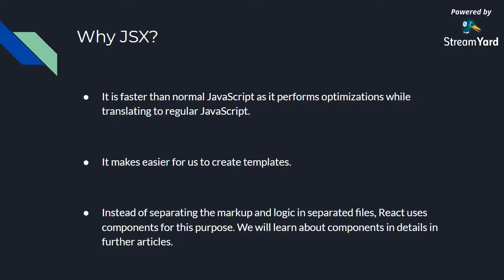My answer to that is, one of the very important things is that it is faster than normal JavaScript. The reason is that in regular JavaScript the HTML and the JavaScript are different, and both of them are translating differently. In JSX, the HTML and JavaScript are combined, so it performs optimization as we are translating JavaScript. So it draws the HTML on the screen along with the JavaScript computations that we might provide in the JSX.